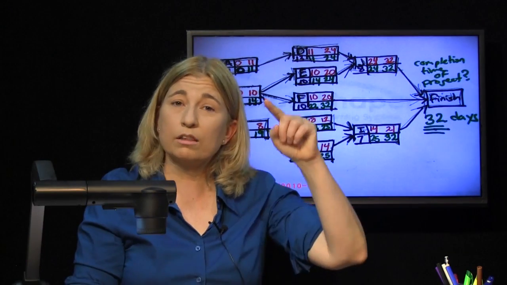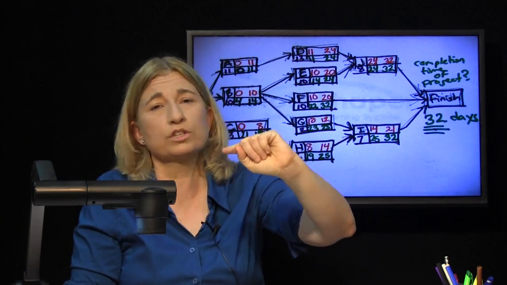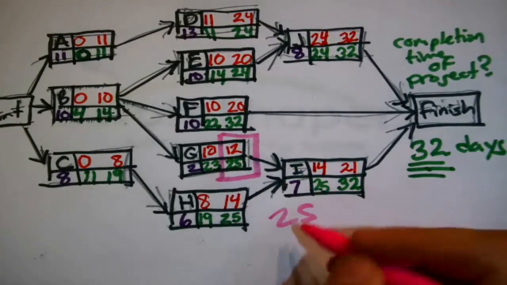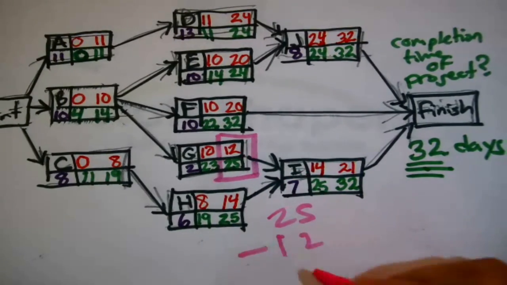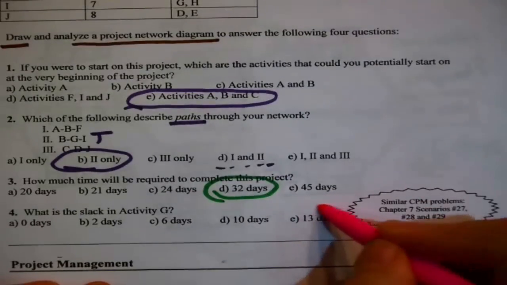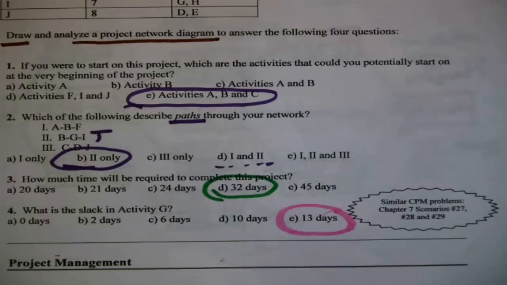Anyway, we were trying to answer a question about slack. And slack is just the difference between either the late start and early start time of a task, or the late finish time and early finish time of that same task. You should get the same answer in both cases, so it doesn't matter which pair you use. They were asking about G. So I am zooming in here. The late start time is 25, right? The early start time is 12. The difference is 13. Yep, there you go.